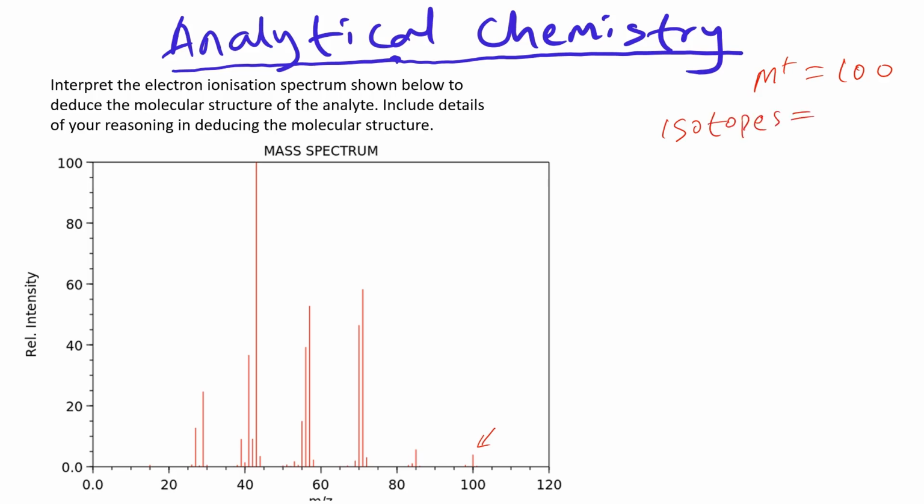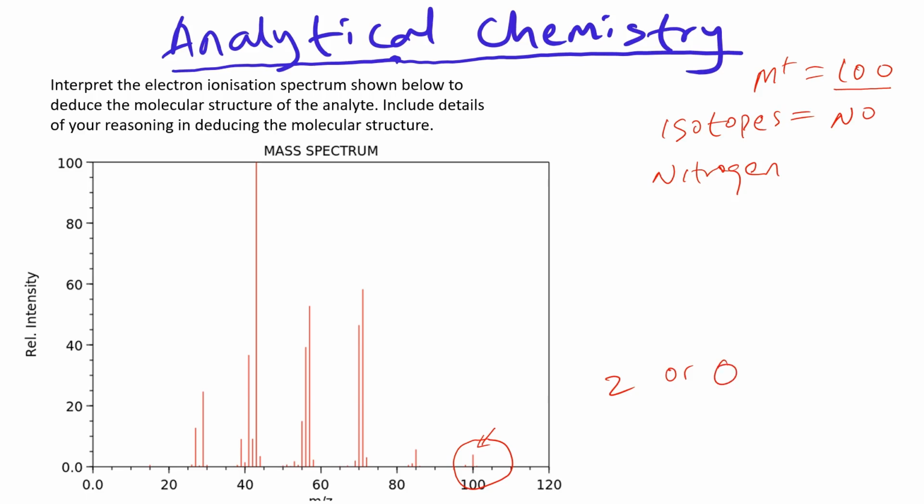If there are isotopes, it will be visible on the molecular ion peaks here. So hence, there is no isotope. Let's look out for nitrogen. Let's use the nitrogen rule. Our molecular ion is even, which means it either contains two nitrogens or zero nitrogen. All right.